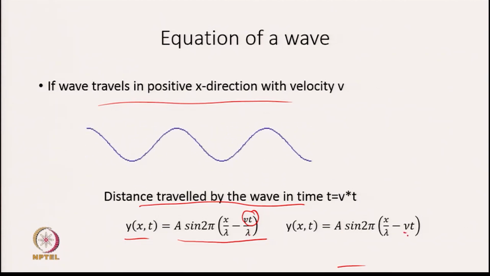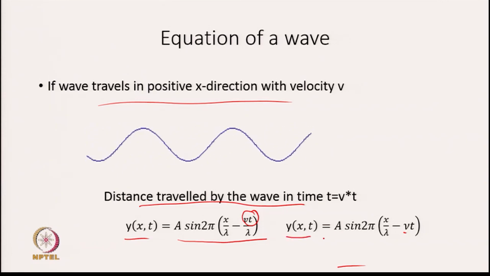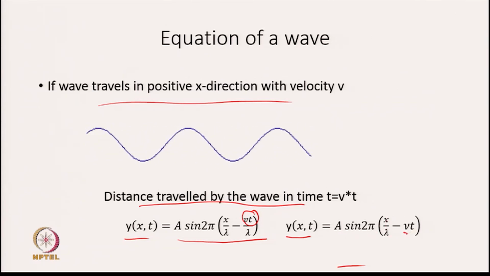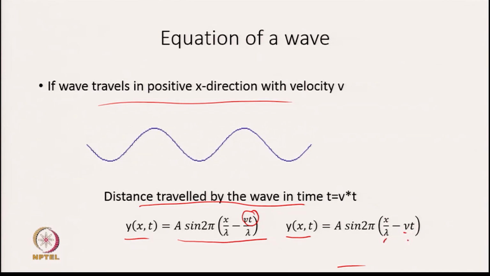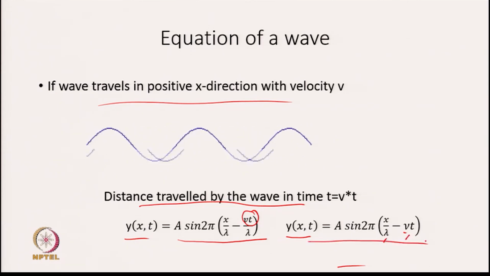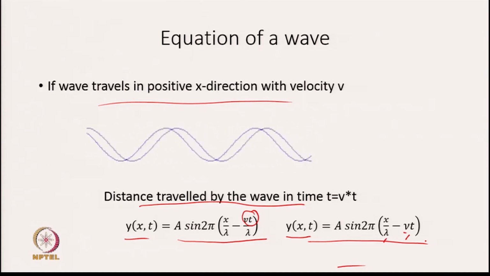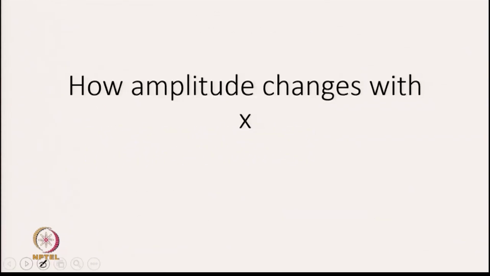v by lambda is equal to frequency. So, y as a function of x and t will be given by a sin 2 pi x by lambda minus frequency multiplied by t. Both x by lambda and frequency into time are unitless. Now, we want to know how this vertical displacement, which is y, changes with x, that is, how this amplitude changes with x.